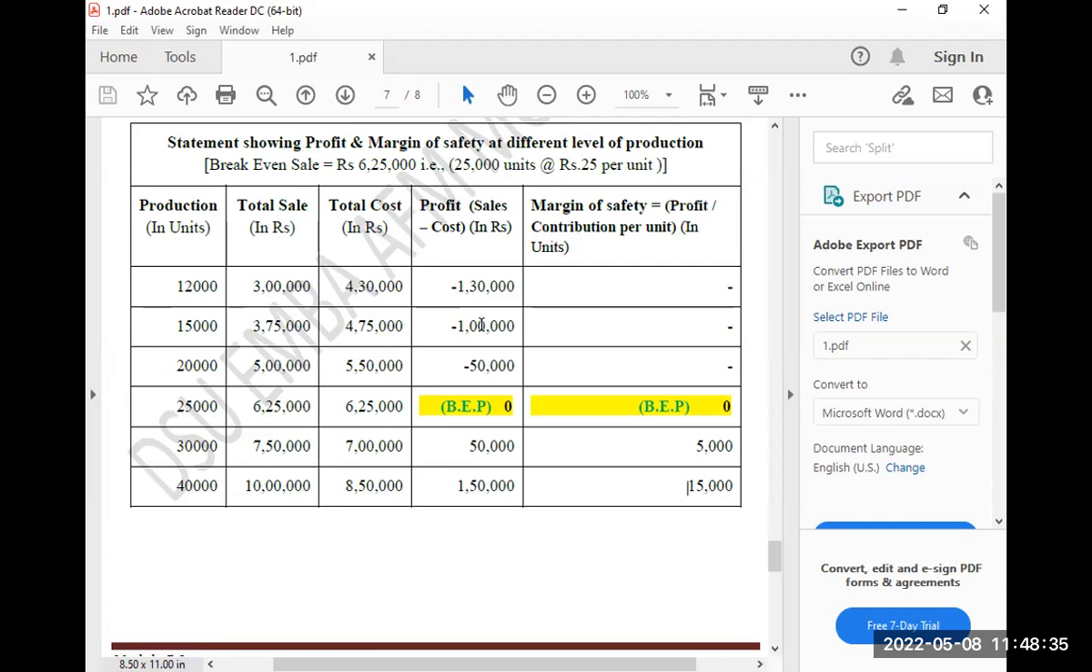Otherwise, you can have another formula: profit divided by contribution per unit. What's the profit of the last but one? If you produce 30,000 units and sell them, what is your profit? 50,000. 50,000 divided by contribution per unit. What's the contribution per unit? It's already done, no? Contribution per unit, 10 rupees. So 50,000 divided by 10 is equal to 5,000. Next one, 1,50,000 divided by 10 is equal to 15,000.